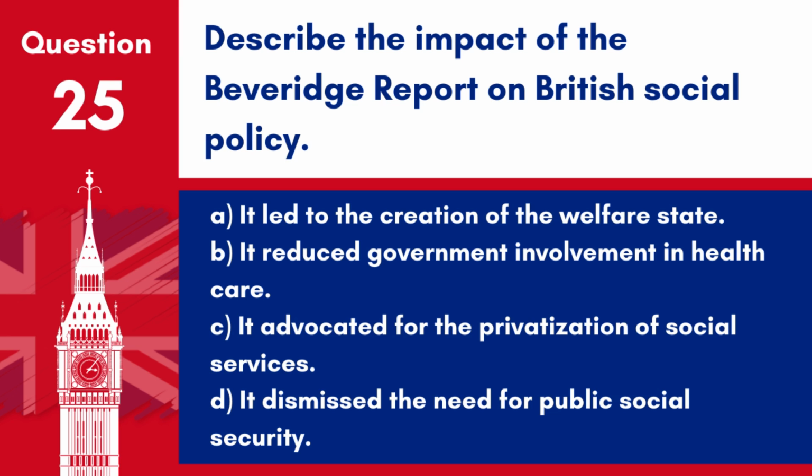Question 25. Describe the impact of the Beveridge Report on British social policy. A. It led to the creation of the welfare state. B. It reduced government involvement in health care. C. It advocated for the privatization of social services. D. It dismissed the need for public social security.